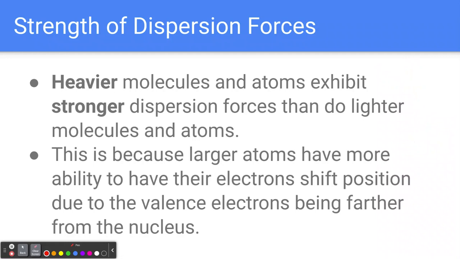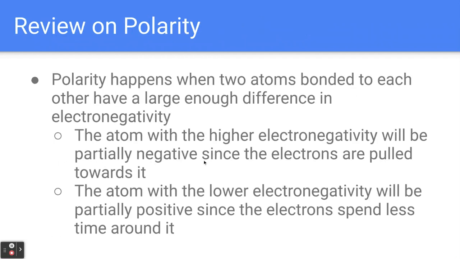And so the reason for this is because larger atoms or molecules have a greater ability to have their electrons shift. There's more atoms and there's more electrons, which means that we can shift those electrons around further. And so we get a greater positive and greater negative attractive force. So the next one, we have to review polarity a little bit. So we're done with dispersion forces. Dispersion forces are present in everything, and they get stronger with the bigger molecules.